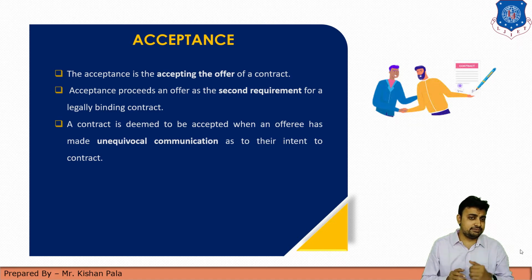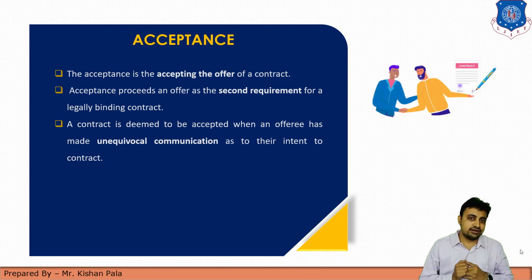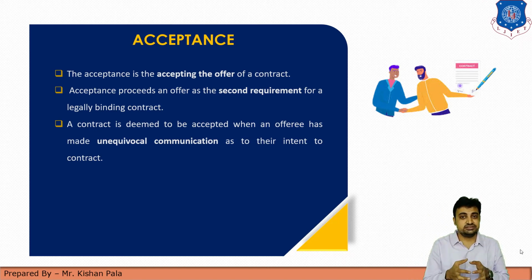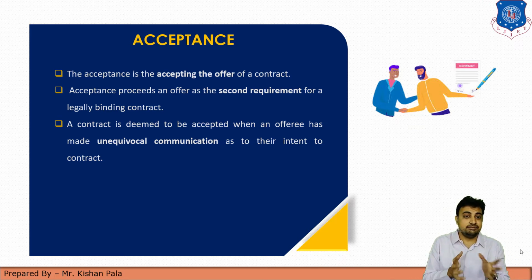Acceptance is the second requirement for the formation of any type of contract, and acceptance is accepting the offer of the contract. As a client, you are offering a particular type of structure with certain terms and conditions. And for example, I am a contractor accepting this offer with certain terms and conditions, for the particular amount of work. So this is the acceptance. The first stage is offer, the second stage is acceptance, and the contract is deemed accepted when the offeree has made an unequivocal communication of their intent to contract.